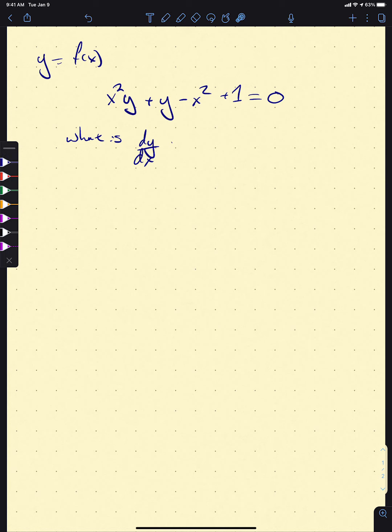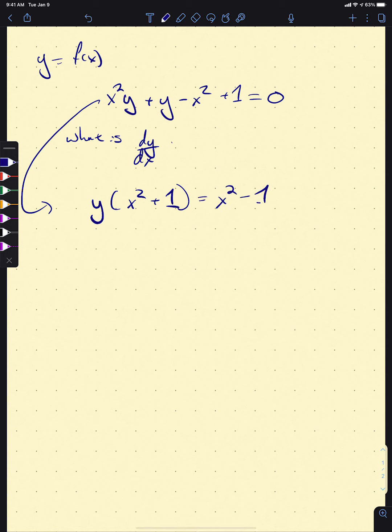In this one's case, we can solve this for y. What we can do is factor y out of this and move that over. So we're going to get y times x squared plus 1 is equal to x squared minus 1. And then we can divide by x squared plus 1 and get a way to write y as a function of x. And then from here, you would use the quotient rule to take your derivative, okay?